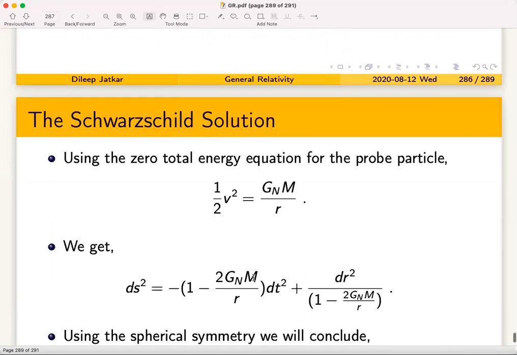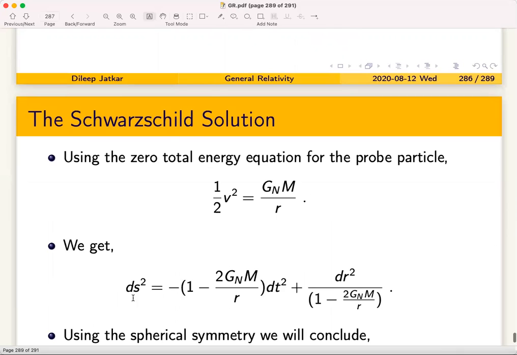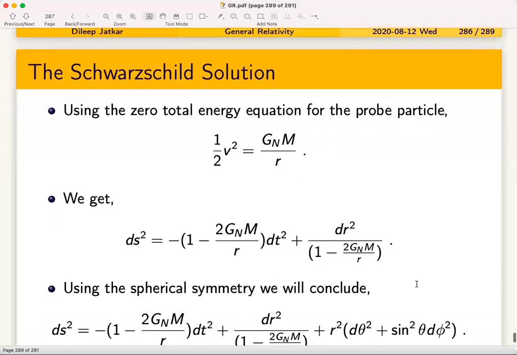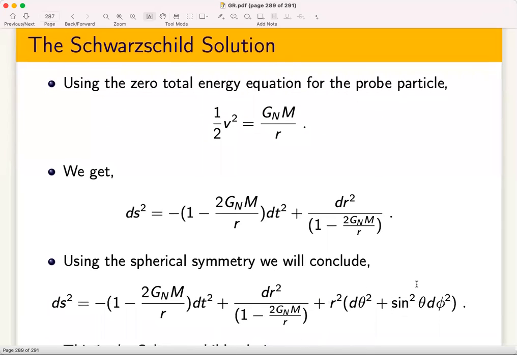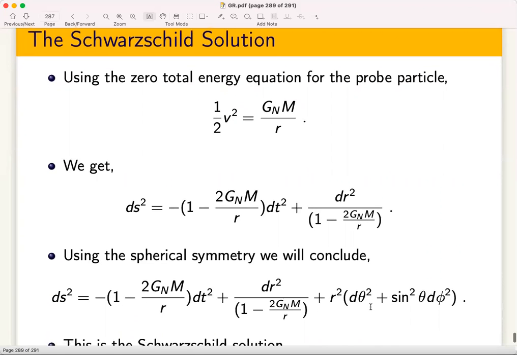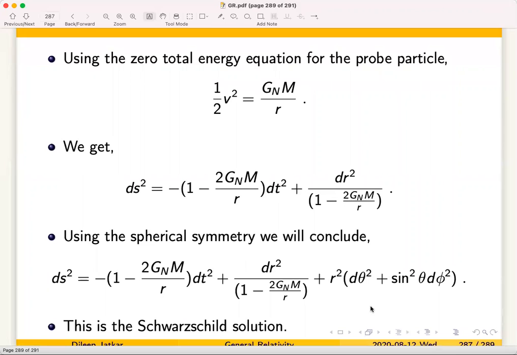So you substitute that, and you get a metric which is (1 minus 2GM/r) dt squared plus dr squared upon (1 minus 2GM/r). Okay. We of course know that our problem should have spherical symmetry, and therefore what we will do is add the spherical symmetric part to the metric, and here is the total solution. Okay, this is the Schwarzschild solution.